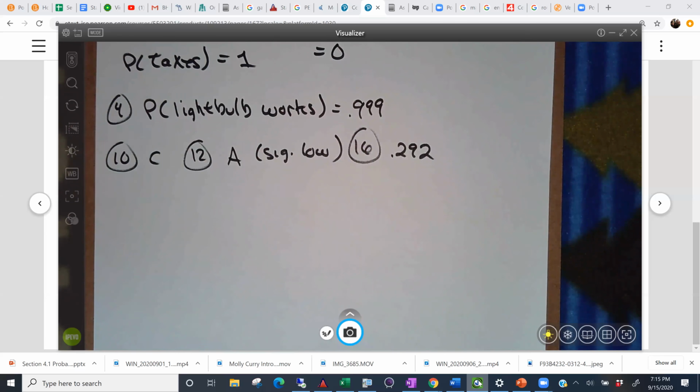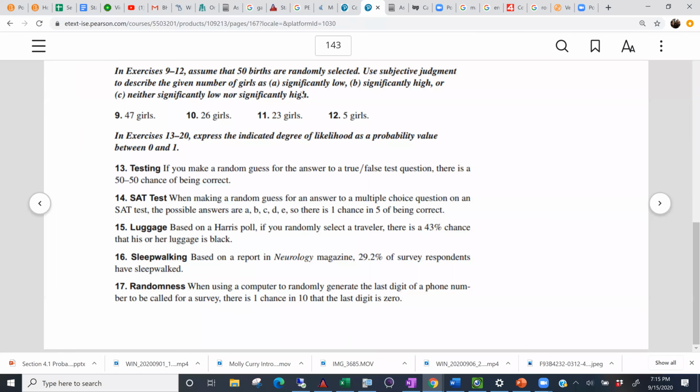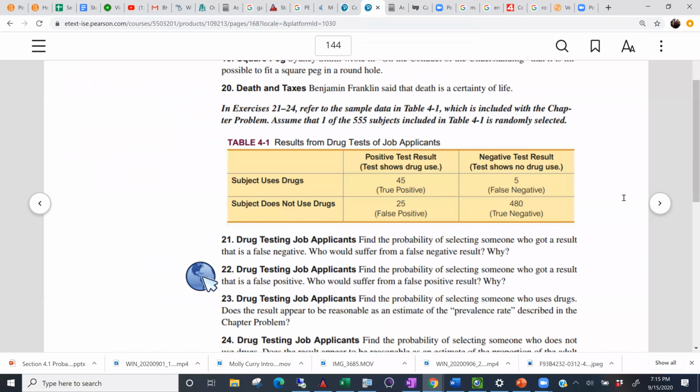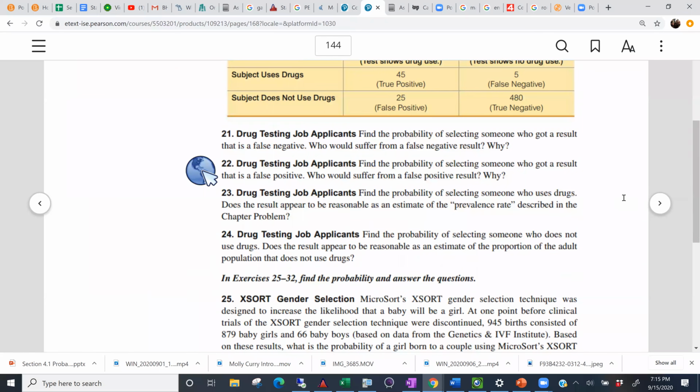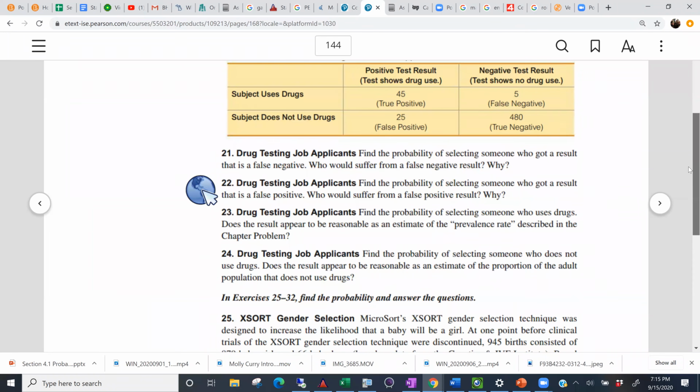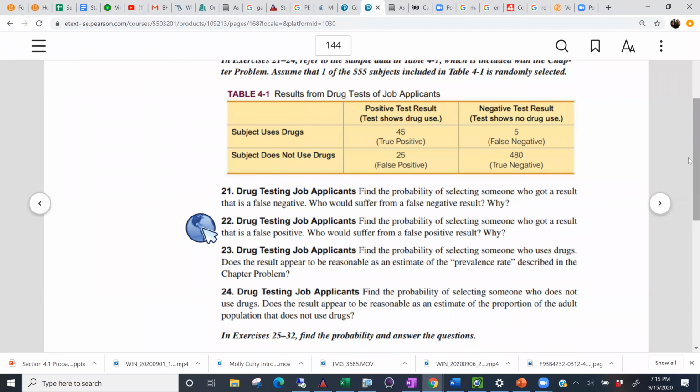Okay, let's do some more. And this next one's going to involve a table here. So let me show you that table real quick. And that's problem number 22 and 24. So there's your table. And I'm going to copy this table down into my notes. You can start copying it down as well as you like from here. And let's see. Positive.